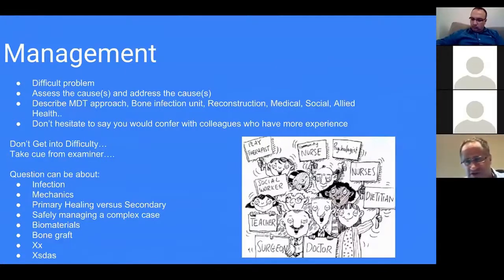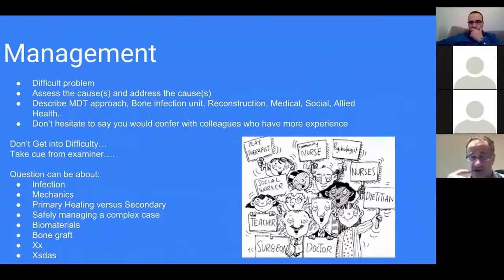But I would use keywords. This is a difficult problem. It recognizes that you have experience with this, or recognize that this is not an easy problem. You're going to use: assess causes, and address the causes. That's the most important part in developing your management plan. And you notice I put causes in plural because they could tell you this patient is a diabetic with this X-ray, or they could tell you that this patient is a heavy drinker and so on. So you need to establish how you're going to address individual causes, both systemic, local, and patient factors, okay?